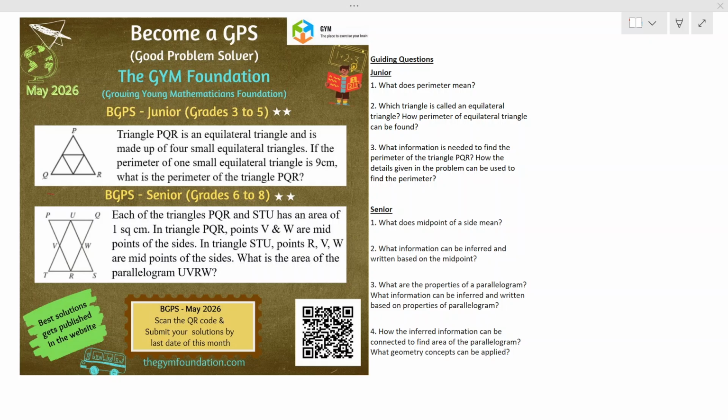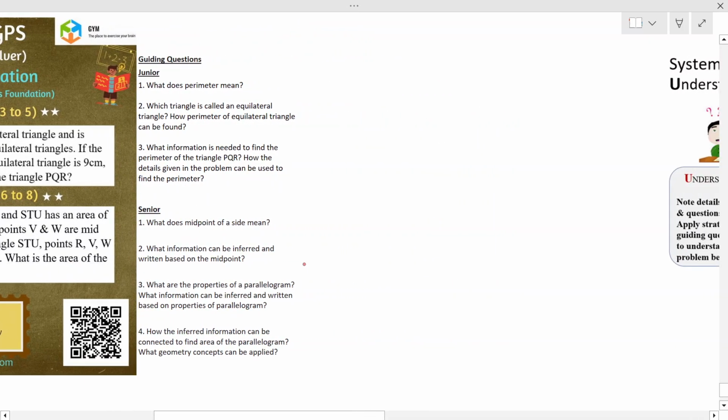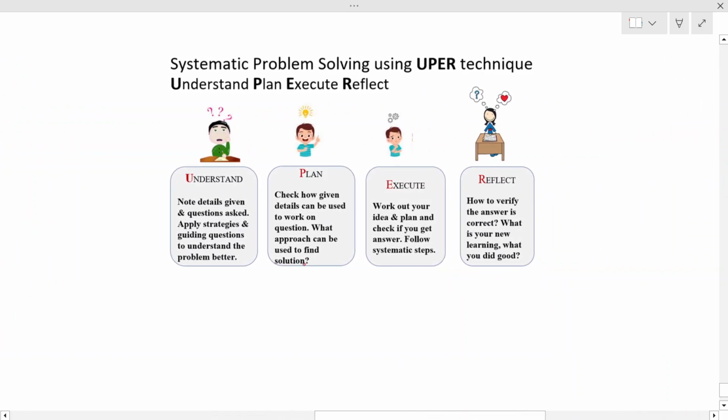In this event, we are going to see the solution for the senior math problem published in May 2026. The math problem is related to geometry, and geometry problems are always interesting and tricky because they need children to not only comprehend the problem but also infer more details from the given information. Let's see how children can develop that skill of inferring the information and translating it to statements so that they can solve the problem systematically using the four-step framework called the UPA technique: understand, plan, execute, and reflect.